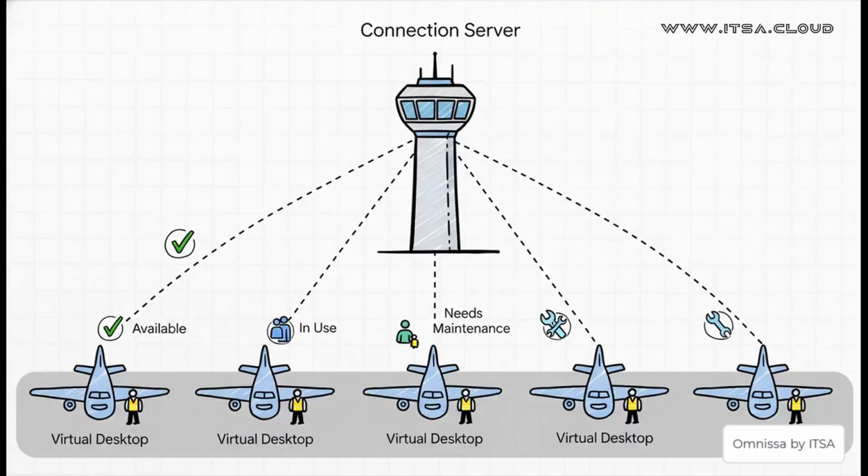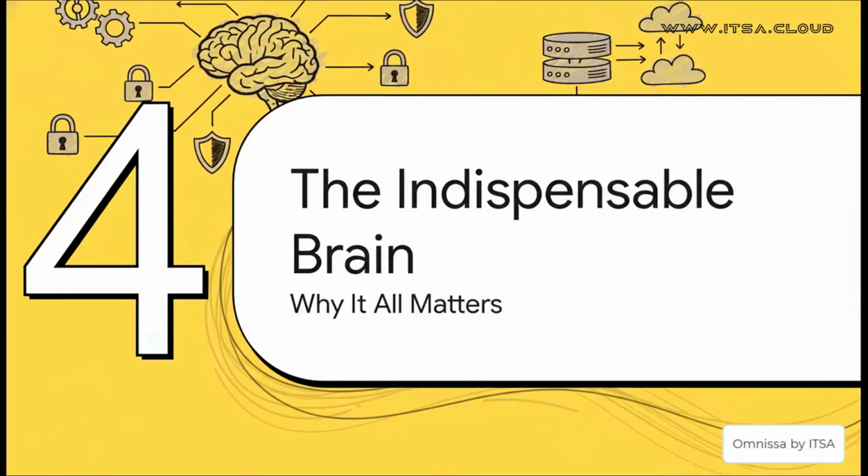And that brings us to the final piece of this puzzle, the ground crew. See, once a plane is on the ground, the control tower needs updates. That's the Horizon Agent. It's this small piece of software that gets installed on every single virtual desktop, and it's constantly reporting its status. Things like, I'm available, I'm in use, or I need maintenance, right back to the connection server. So when you put all of these pieces together, you start to see that the connection server isn't just another component. It's really the indispensable brain that makes the whole system smart, secure, and manageable.